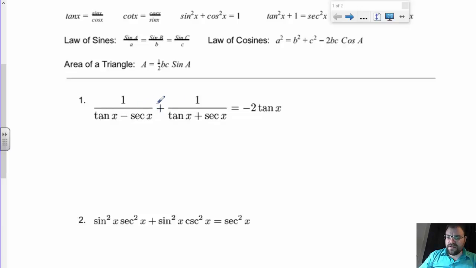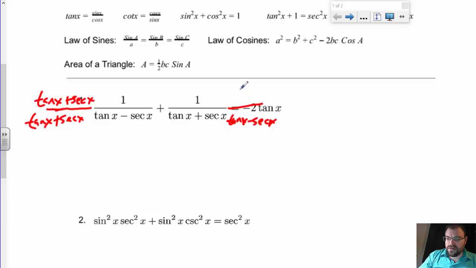The idea of trig verification is to make one side equal the other side, only manipulating one side at a time. So I'm going to get a common denominator on these two fractions. I'm going to multiply this one right here by the other one, which is tangent x plus secant x, top and bottom. And here I will multiply this part by the other one, which is tangent x minus secant x, and do the top and bottom again.